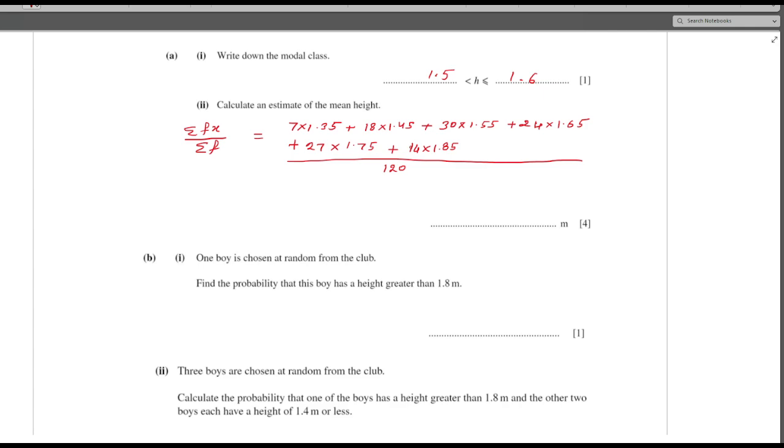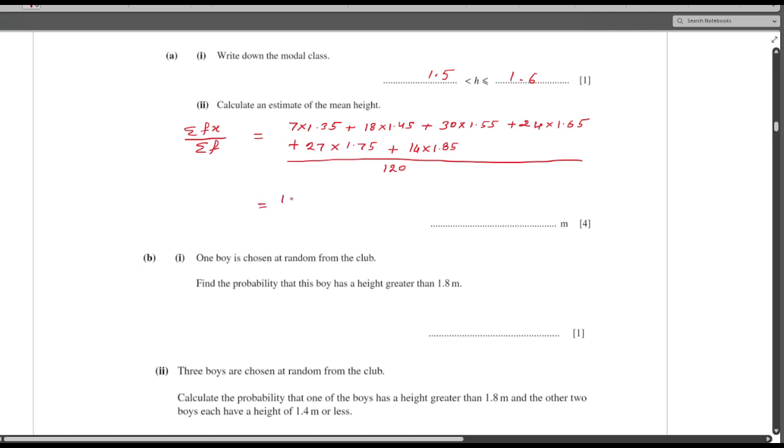The result is 194.8. So it is 194.8 divided by 120. In fraction we can write this as 487 divided by 300, or in decimal form we can say that this is 1.62. So here my answer is 1.62.